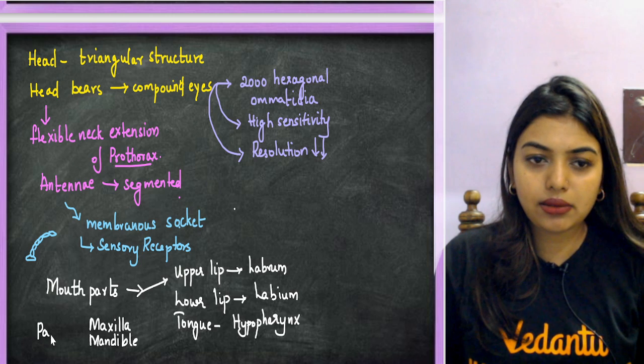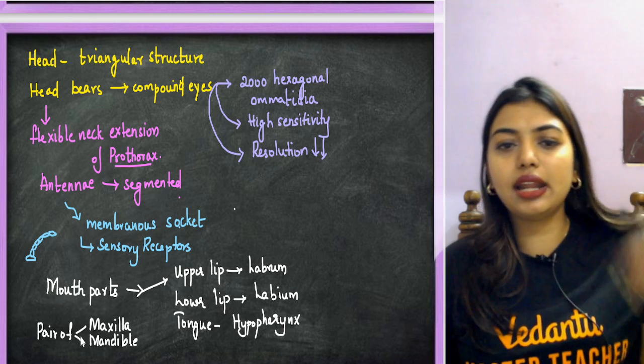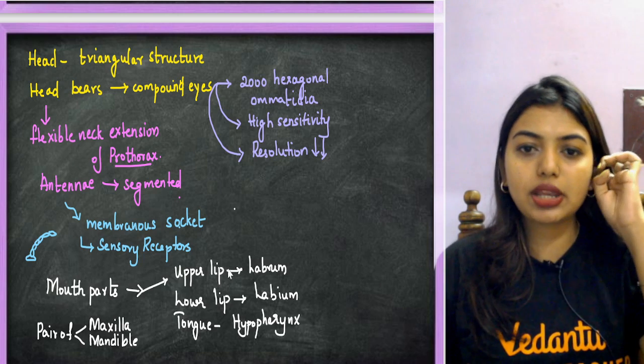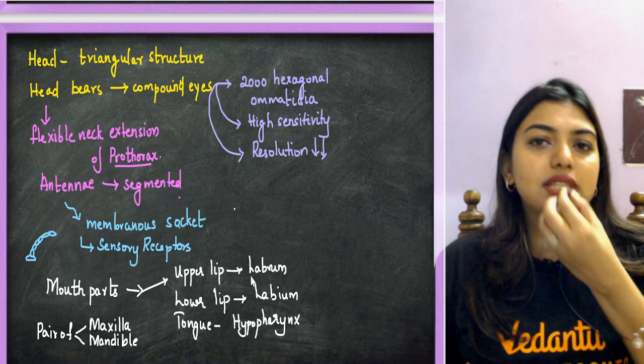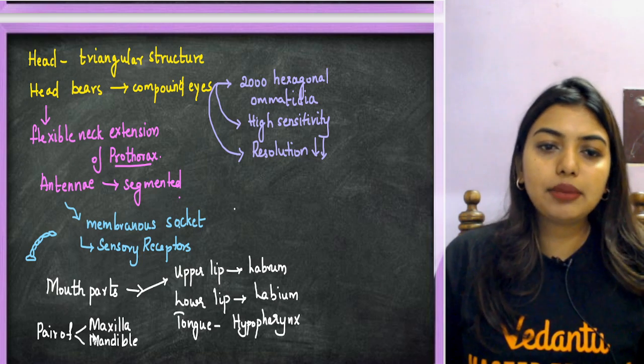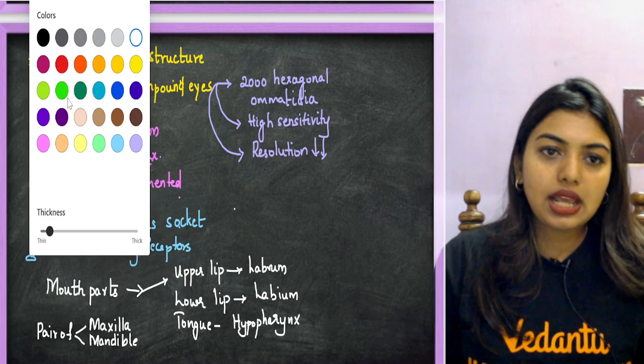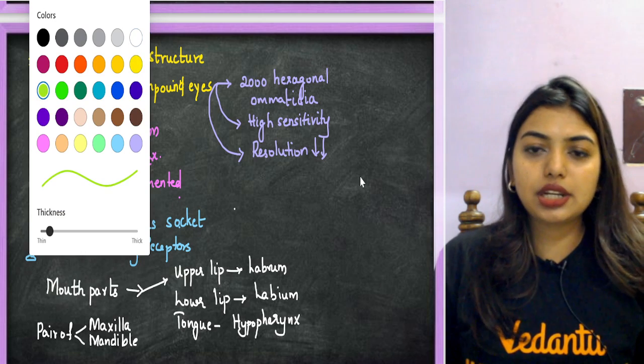A pair of maxilla and mandible. This is the mouth parts. Now upper lip is there, lower lip is there, one that acts as a tongue, then a pair of maxilla and mandible is there. Next most important thing that we studied was about the thorax.